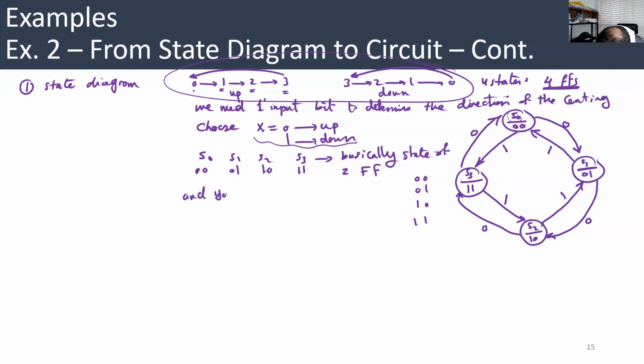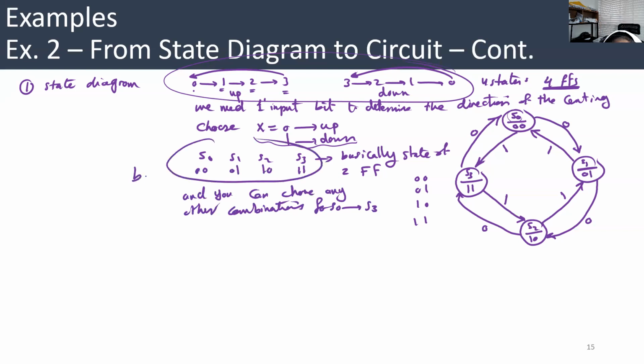And you can choose any other combinations for S0 to S3. I mean, you can choose S3 equal to 0 1, or S2 0 0, whatever you like. But this here was the best. This will result in less hardware resources used in your implementation or your design, basically.